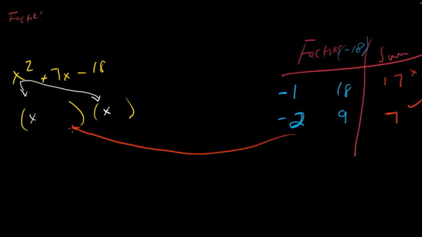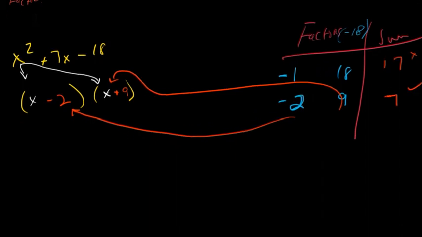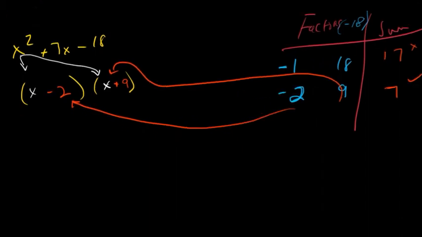So all you do is substitute. Let's put a minus 2 here, and we'll put a plus 9 there. So a minus 2 and a plus 9. Okay, perfect. Let's go ahead and check this and see if what we came up with is actually right. So x minus 2 times x plus 9.